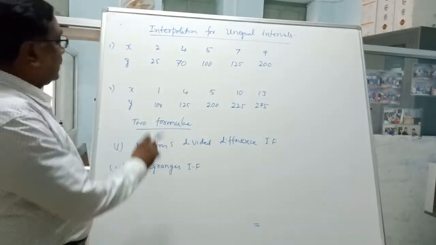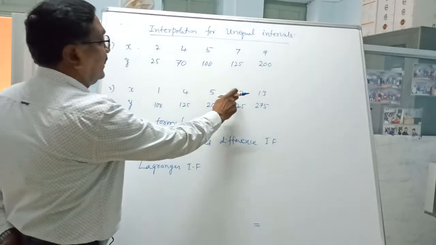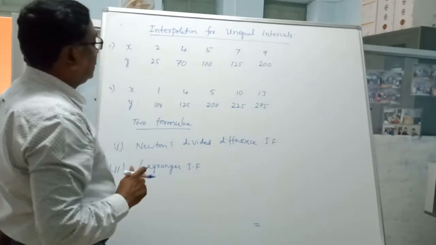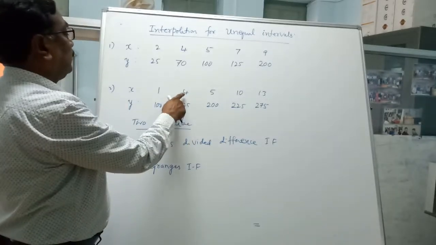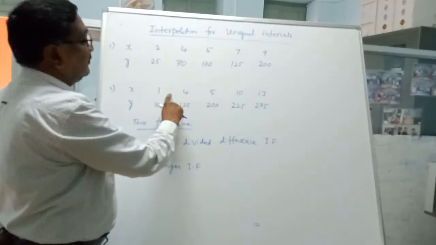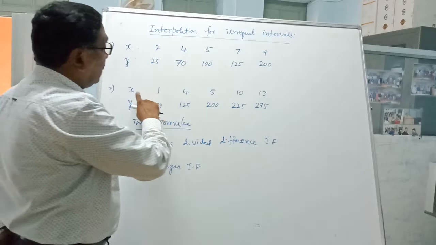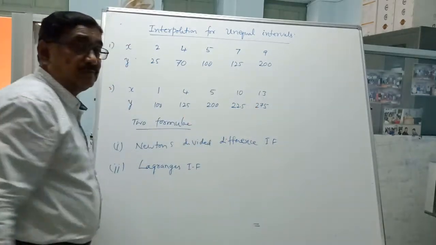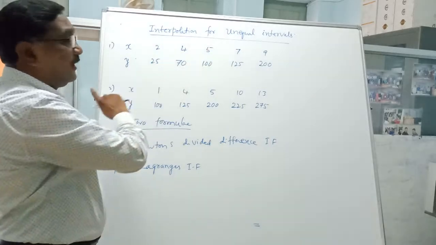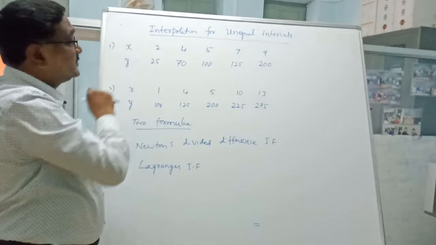Example 2. Here also the values of x are 1, 4, 5, 10, 13 and the corresponding values of y are given. First we have to observe that 4 minus 1 is 3, whereas 5 minus 4 is 1. Both are not equal. That means h is not constant. These are unequal intervals. Like that, we first find out whether the intervals are equal or unequal. Here in both examples we find unequal intervals.